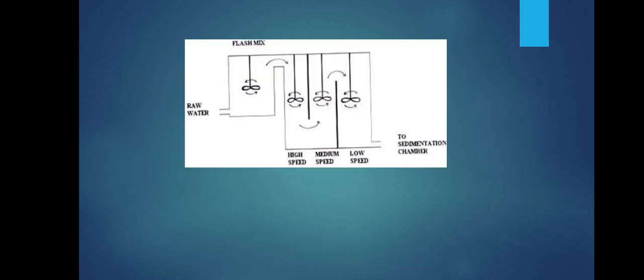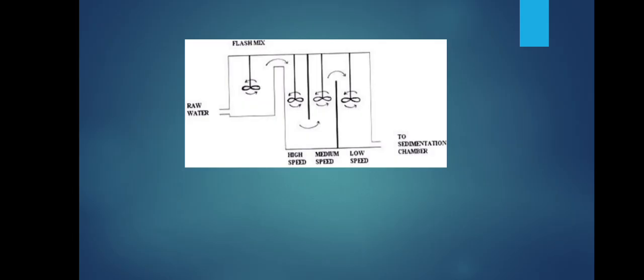See this diagram here. The raw water, which means the wastewater, is fed into the tank. Then it is mixed with the help of a flash mix or paddles or blades. Then it is allowed to enter the next chamber, the next tank. Here, three blades or paddles are present. One rotates at high speed, the second one at medium speed, and the third one at low speed.